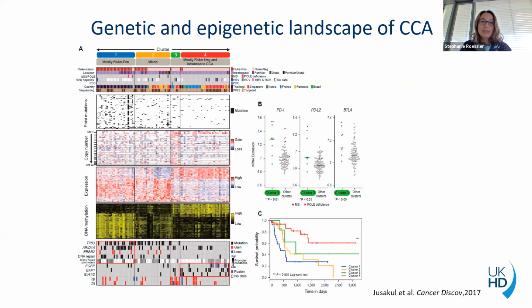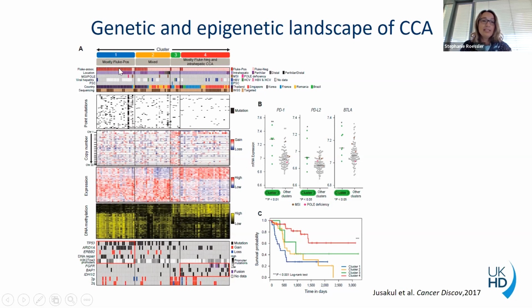And so furthermore, it is important to integrate the data. So not to look only at the genetic alterations, but also at the epigenetic alterations. This is a very nice example where the DNA methylation as a readout for the epigenetic changes was analyzed. And this was combined with gene expression, copy number, and also in addition, the mutations. So here there are different clusters that were identified.